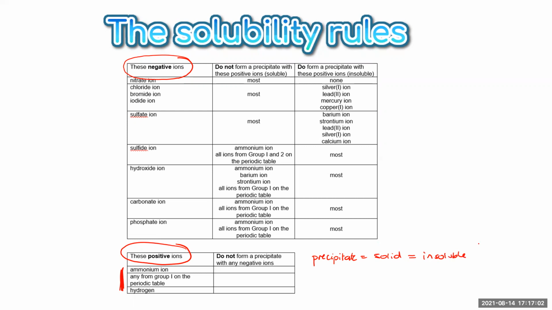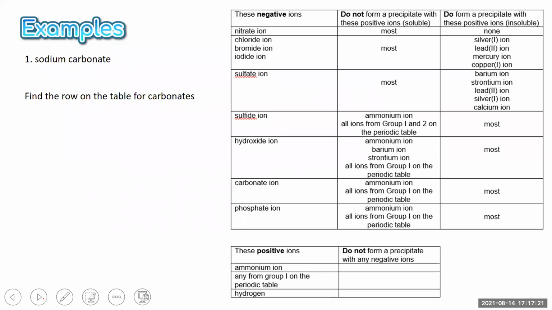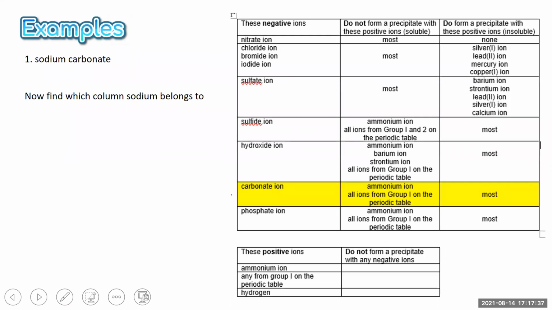If you look from the negative ions, we've got some that don't form a precipitate, so they are soluble, and some that do form a precipitate, which are insoluble. We're going to have a look at how you use these rules to determine whether any solid is soluble or not. Let's have a look at the example of sodium carbonate. You need to look for the row on the table in the negative ions that deals with carbonates. Here we can see the carbonate row.